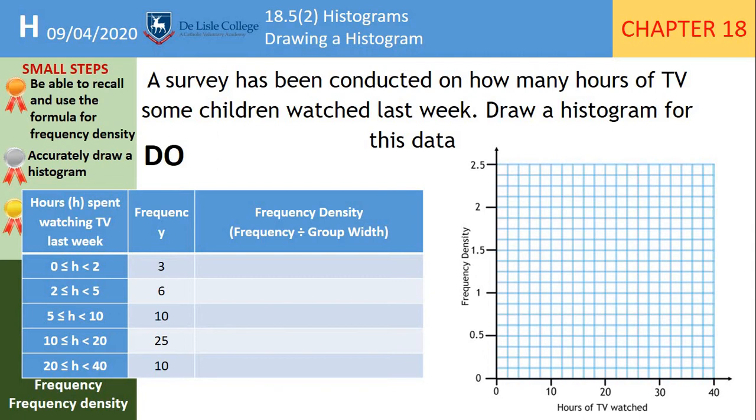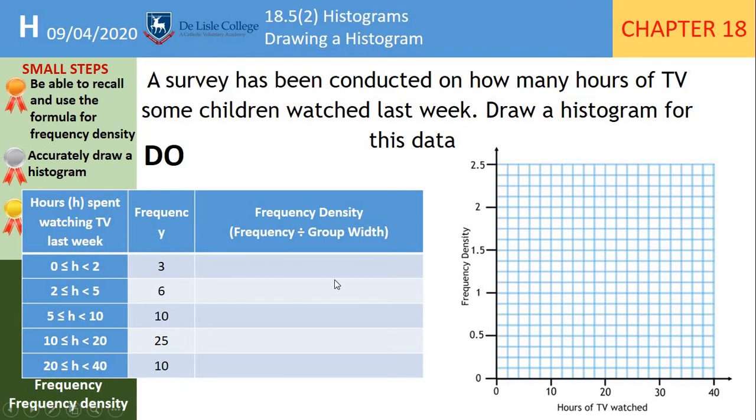Have a go at this question. You can pause the video while you do so, make a copy of the table, fill in the frequency density column, and then you can use the squares in your exercise book to make a copy of the axes that you have here to accommodate the data.